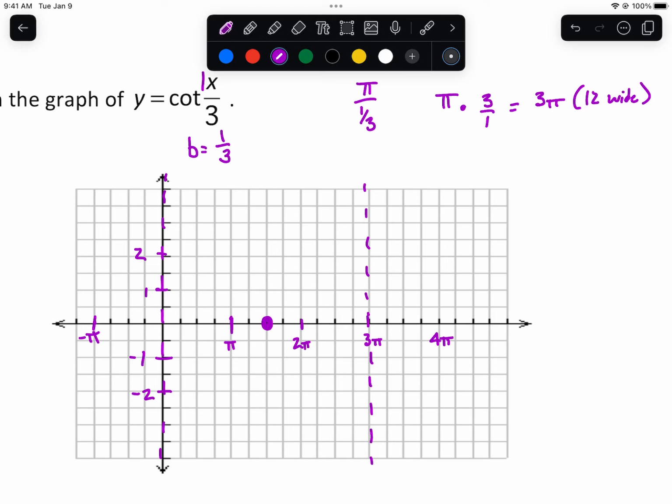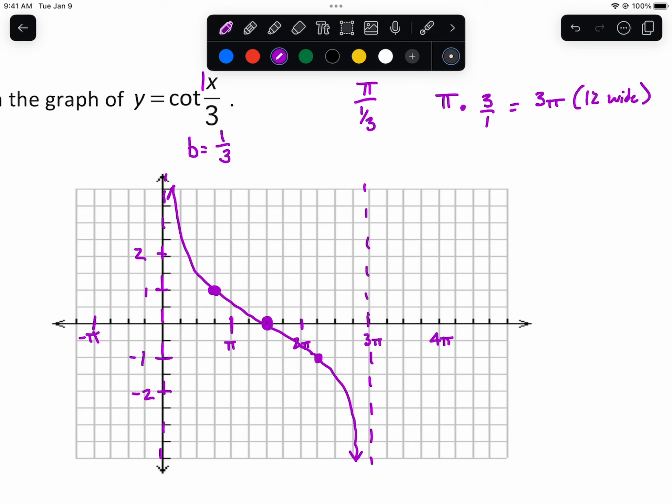And then in between those points right there, that's 6 total ticks. So maybe here at 3, you go up and down 1. And remember, the cotangent curves will go downward. So it gets really wide looking there like that.